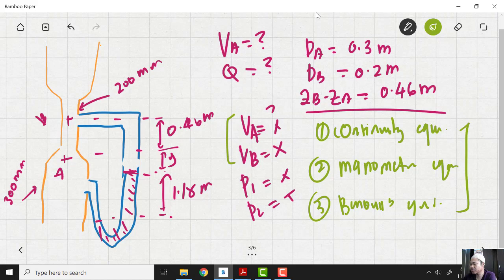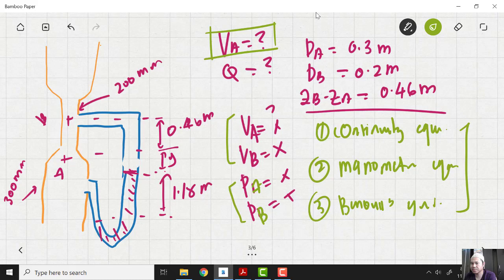Manometer equation we can use it to find the pressure difference between point A and point B. And the last one, Bernoulli equation, we use it to solve our problem, which is VA. So this is the combination. Venturi problems is a combination of the three equations.